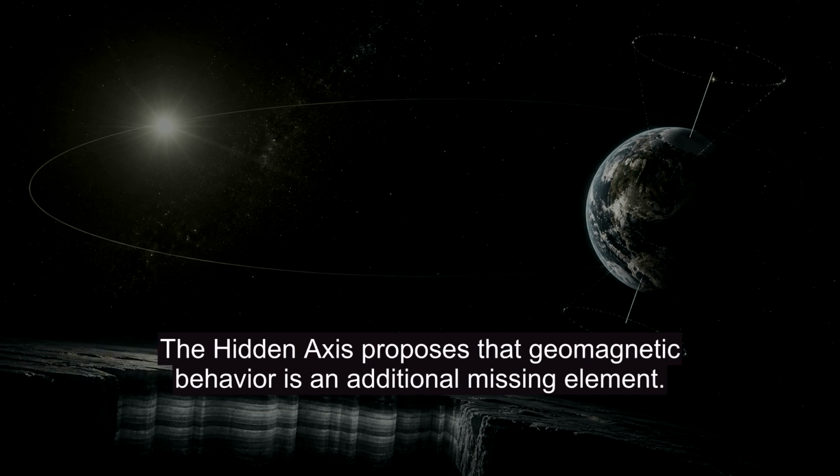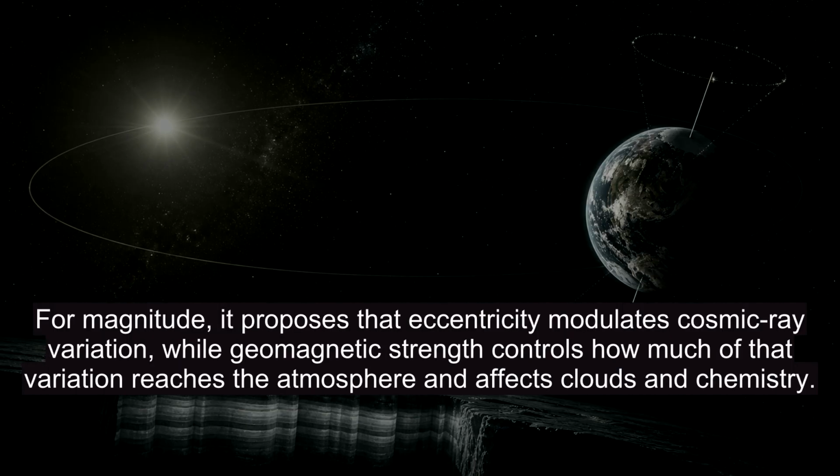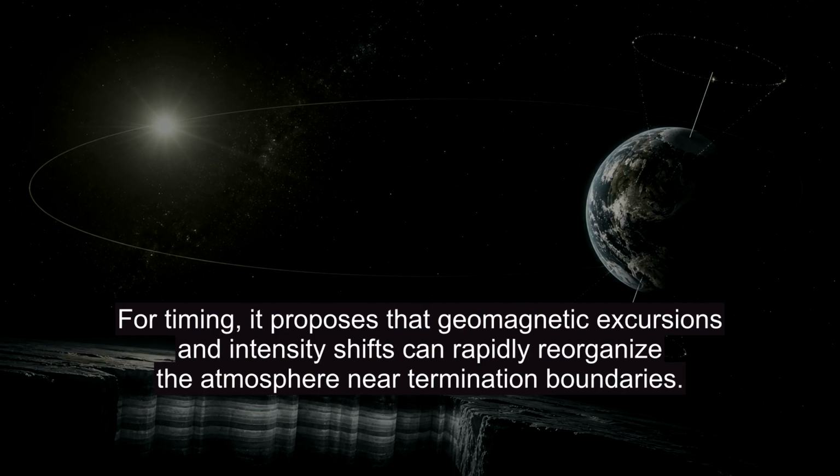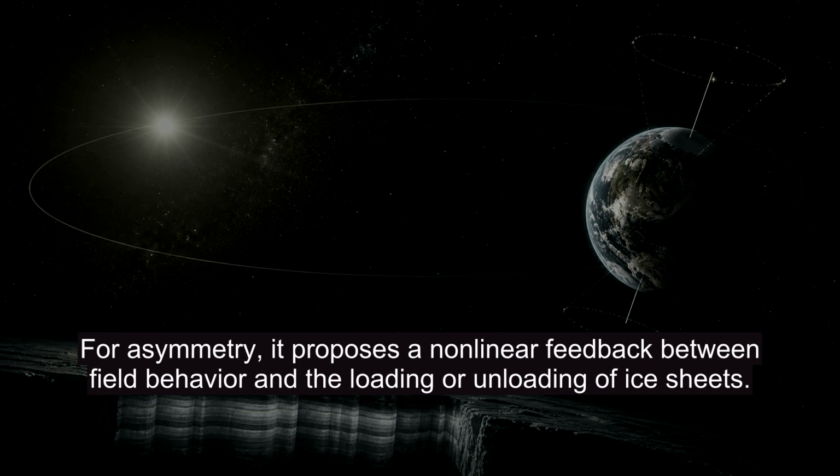The hidden axis proposes that geomagnetic behavior is an additional missing element. For magnitude, it proposes that eccentricity modulates cosmic ray variation, while geomagnetic strength controls how much of that variation reaches the atmosphere and affects clouds and chemistry. For timing, it proposes that geomagnetic excursions and intensity shifts can rapidly reorganize the atmosphere near termination boundaries. For asymmetry, it proposes a nonlinear feedback between field behavior and the loading or unloading of ice sheets.